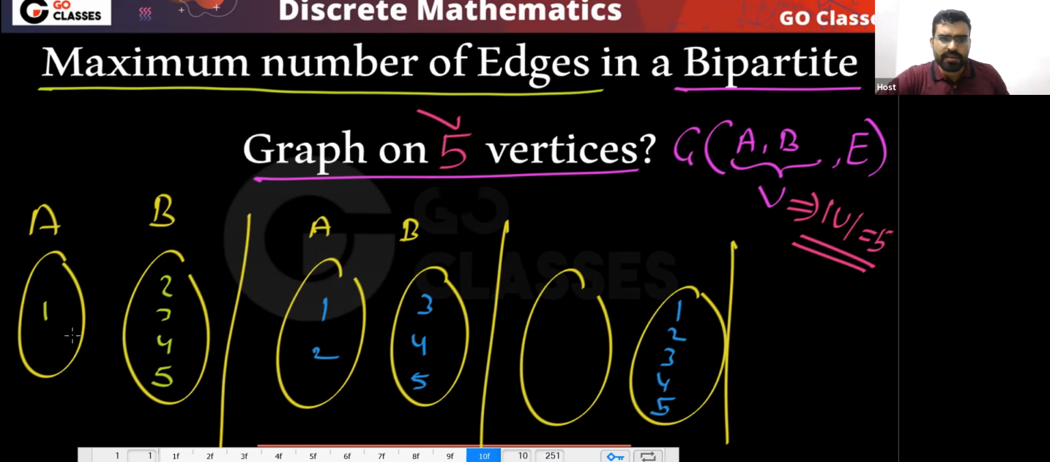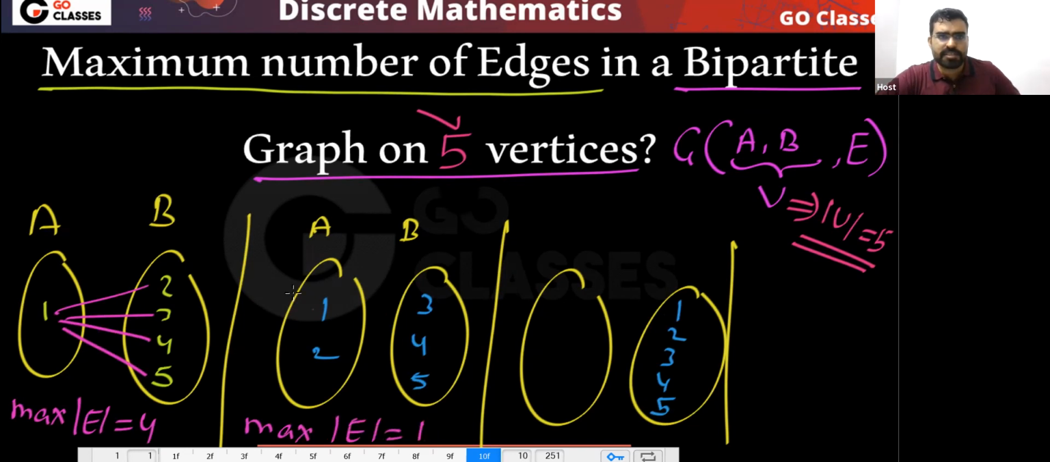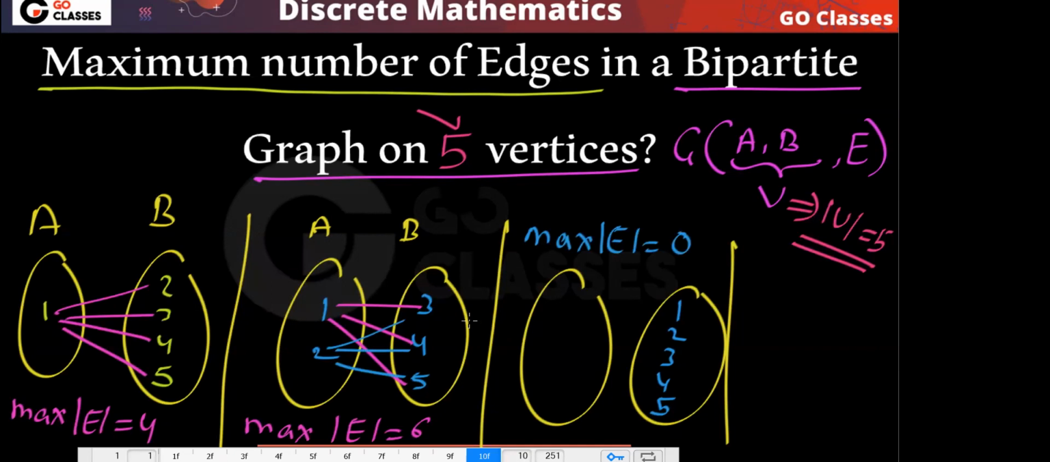So you can notice here, what is the maximum number of edges? Here the maximum number of edges that you will get is 4. Here the maximum number of edges that you will get will be 6. And here the maximum number of edges that you will get is 0. Correct? So this is the idea.